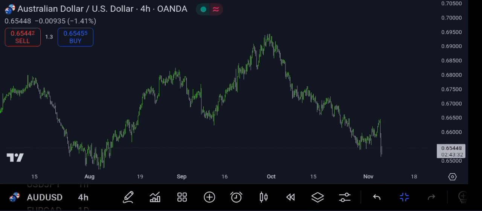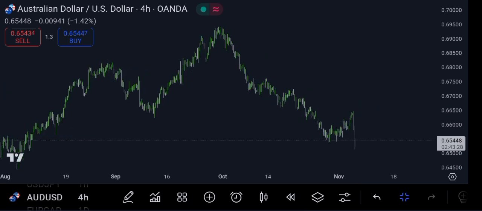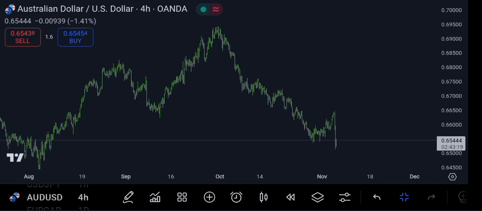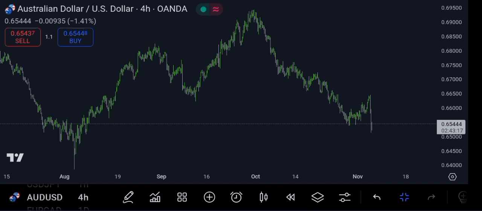As you can see, I got AUD/USD on my chart. Yesterday, I caught a beautiful trade on AUD/USD, so I want to do a trade recap on the trade that I took yesterday. As you can see here on my screen, I got AUD/USD.